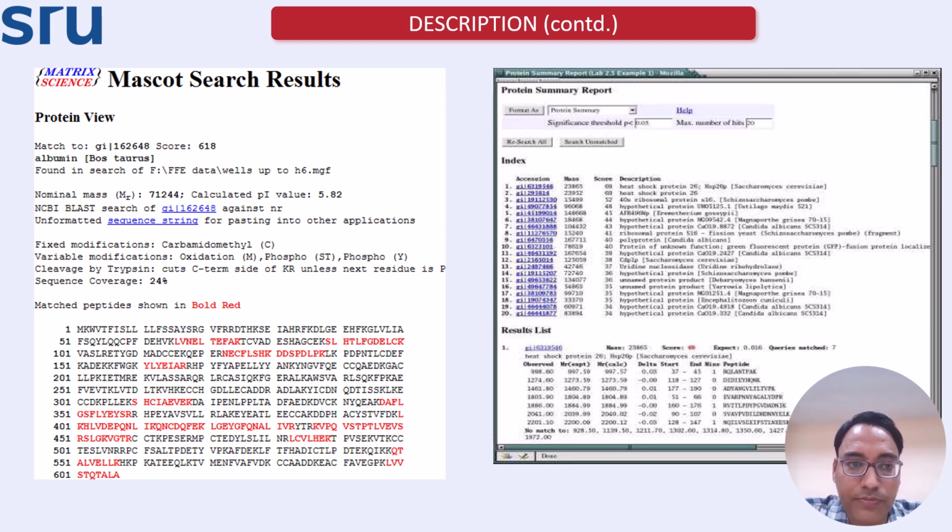Moreover, the mass score is higher, 618. Calculated PI score, sequence score 24%. These are the matched peptides here. The matched peptides are shown in red here, and this is the link which is coming up. The input data was there, and this is matching to this complete protein sequence. And here the peptides are here. These peptides are matching exactly. This is the super part.